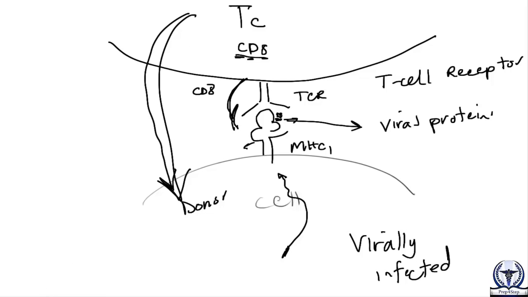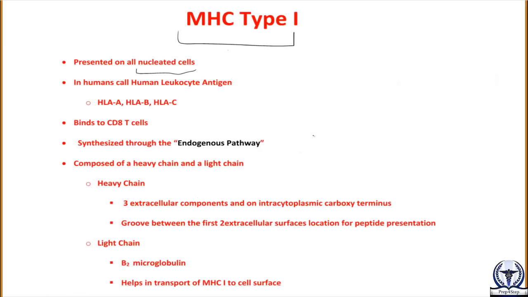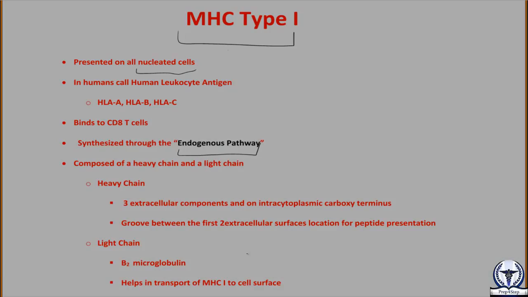Okay, so now that we got that out of the way, we're going to go back to our little thing here. The main thing that you have to realize about MHC class 1 is the structure of MHC class 1, and how it is actually synthesized and how it gets to the surface. That's the key thing. First off, you have to know that it's synthesized through an endogenous pathway. We're going to go through that pathway in a second, so don't worry about it. Now, let's look at what the structure of the MHC class 1 looks like.